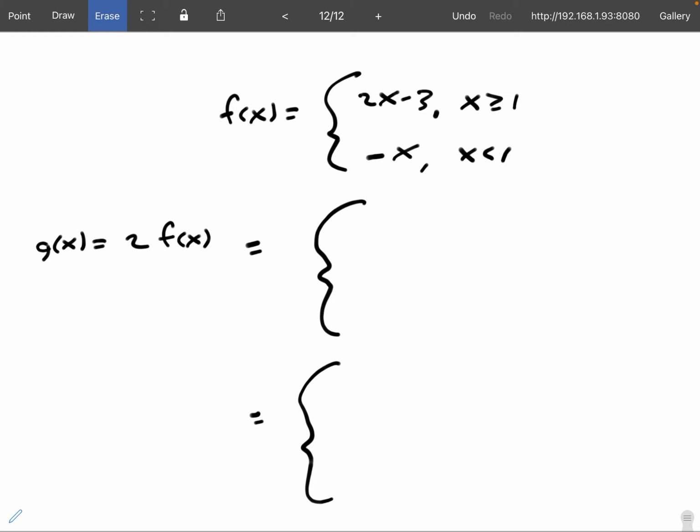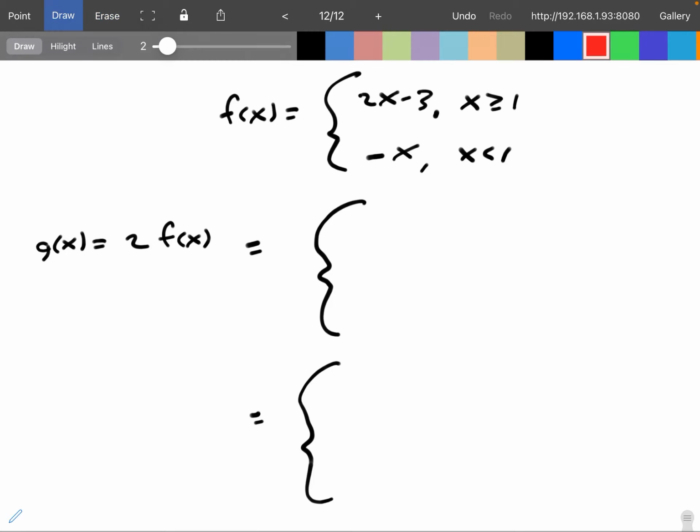Okay, so for this one, if you do a 2 out in front, 2 times the function, does anybody remember what that is? Is that a horizontal stretch, horizontal compression, vertical stretch, or vertical compression?